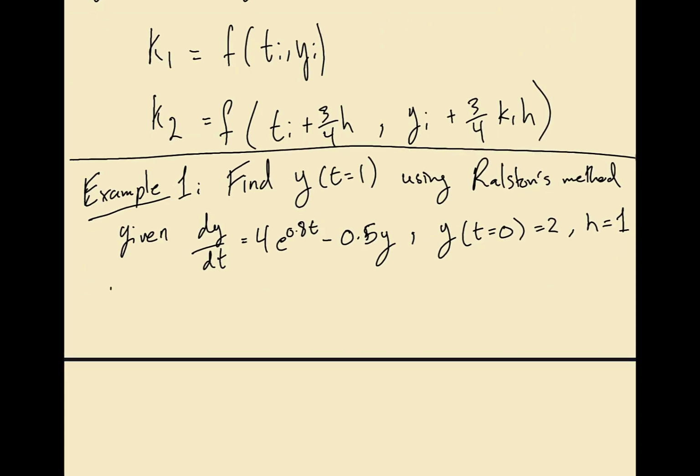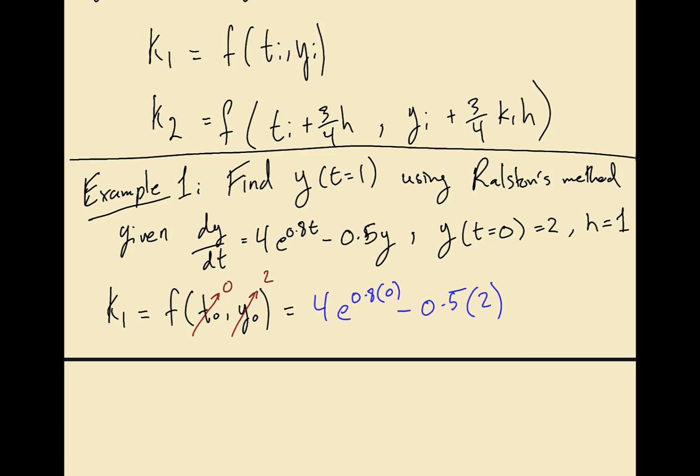All right, so K1 is equal to the slope at the initial conditions. In this case, the initial conditions are t naught and y naught. So y naught is 2, and t naught is 0. So I plug it into the dy/dt equation. So we're going to get 4e^(0.8 times 0) minus 0.5 times 2. So the left side is 4, the right side is 1. So we get 4 minus 1 is 3. So this is our K1.